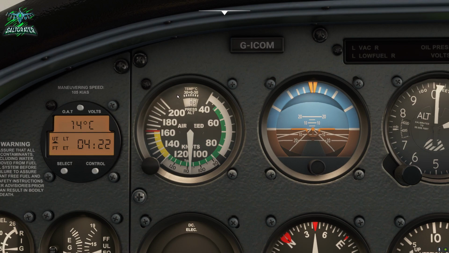So plus actually goes to this side, and we go from 0 here to 30 here. So that means that this would be 10, 20, 30 degrees Celsius. We're at 14, so we're just below halfway between these two lines. So let's scale up our dial.